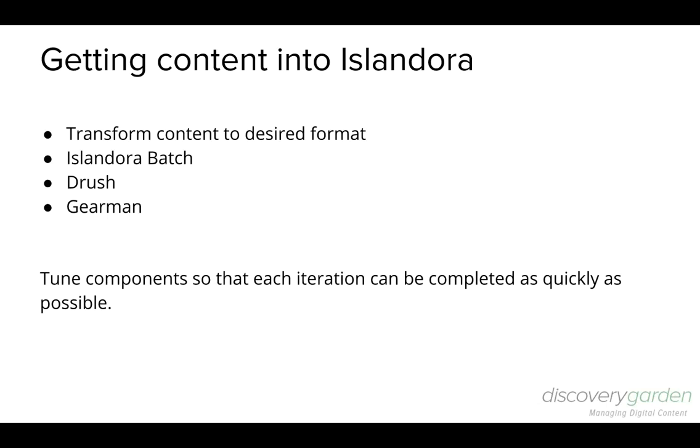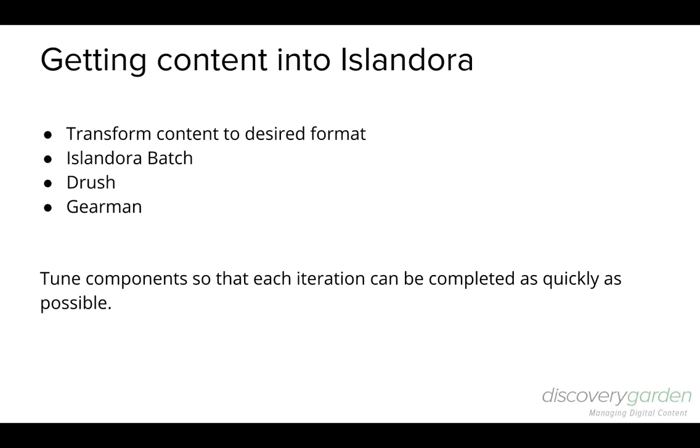Then getting those pieces of content, usually XML files, into Islandora. There's three pieces of software that really help with that: Islandora Batch, Drush, and Gearman. So Islandora Batch is a group of modules that allow administrators or developers to select source pieces of content, be it a directory or zip files containing your transformed content, preparing those as Islandora objects, and then in one process, moving all of those objects into Islandora.